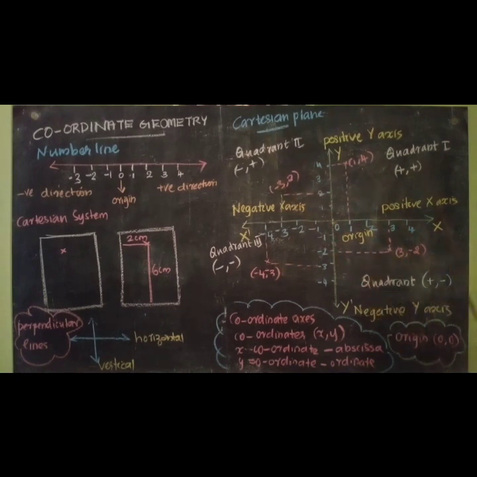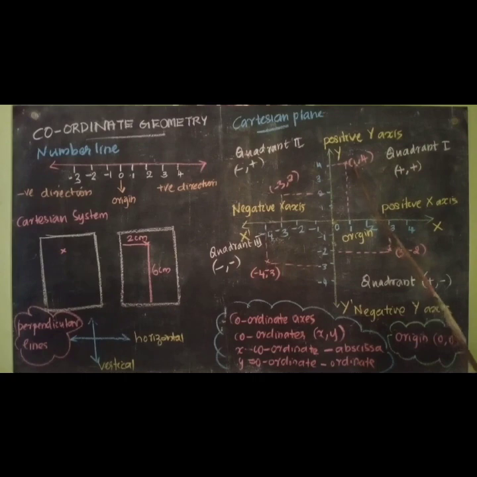So this plane is known as the Cartesian plane. It was introduced by the mathematician René Descartes. Each axis is known as a coordinate axis. Each point is known by its coordinates. X coordinate is also known as abscissa. Y coordinate is also known as ordinate. Origin is the point of intersection of x-axis and y-axis. Its coordinates are 0, 0.